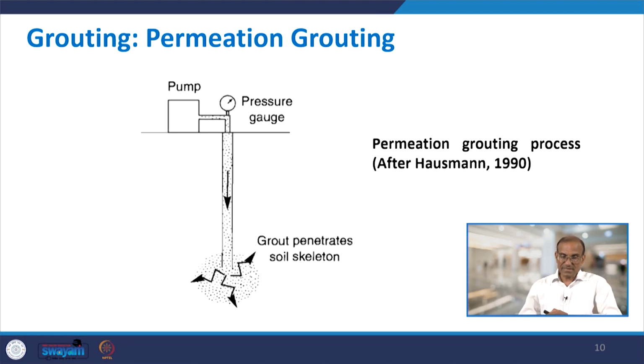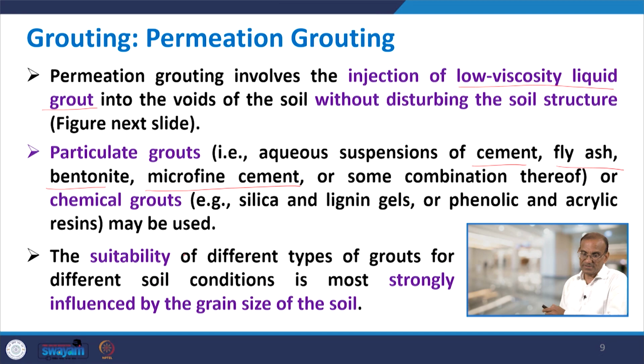Here is one example, which is similar to compaction grouting. You have a pump, pressure gauge, and grout penetration, that is, the soil skeleton that is penetrated inside, and this is the permeation grouting process. What is done here is that you pump from the top through the stem, and wherever you have the loose zone, there the grout-penetrated soil skeleton is formed. It is similar to what we discussed in the case of compaction grouting.